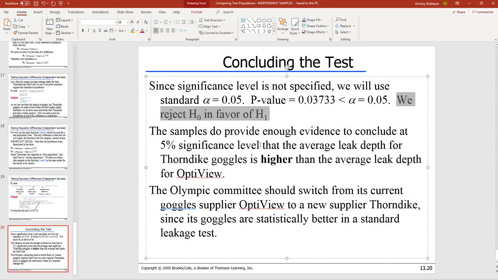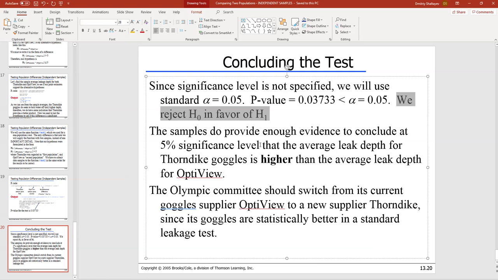In business terms, that means that the average leaking depth for Thorndike is statistically higher than the average leaking depth for OptiView. And what does that mean in terms of executive decision? The Olympic Committee should switch their current supplier of swimming goggles from their old company OptiView to the new contender Thorndike, because in the standard leaking test their goggles proved to be of higher quality. End of story. All right, so this is the end of this lecture.